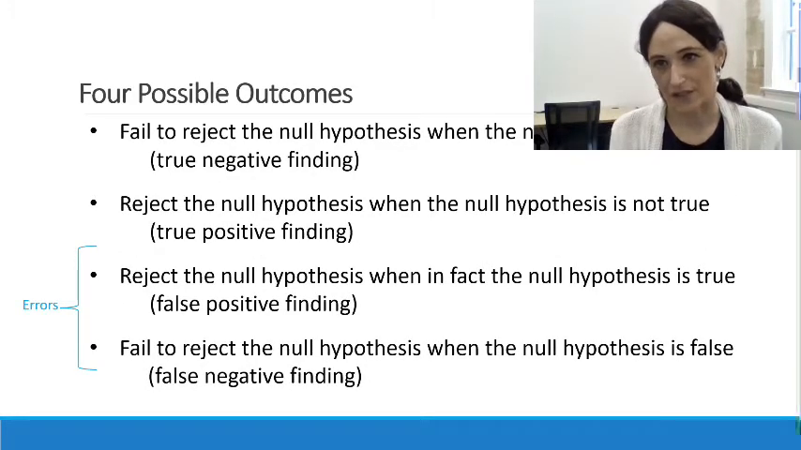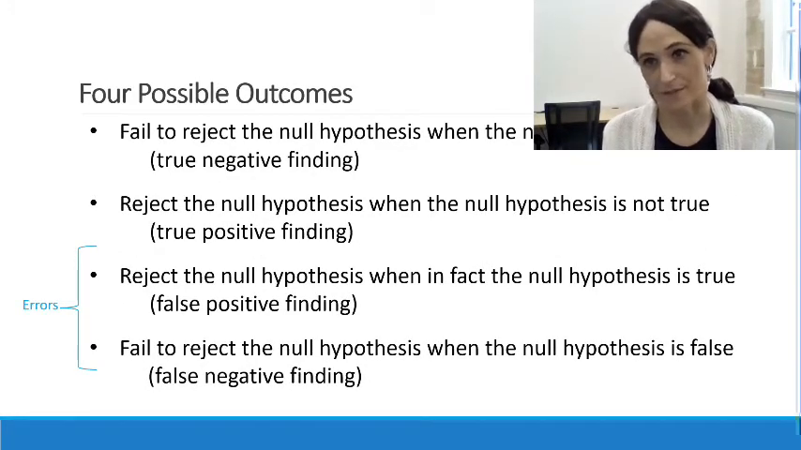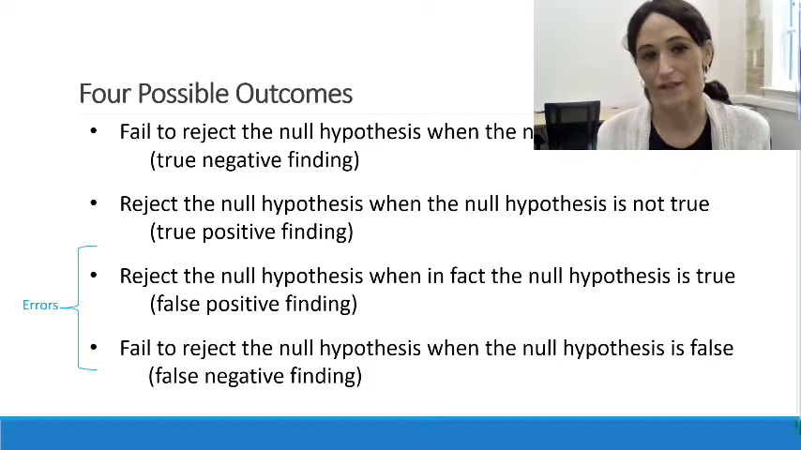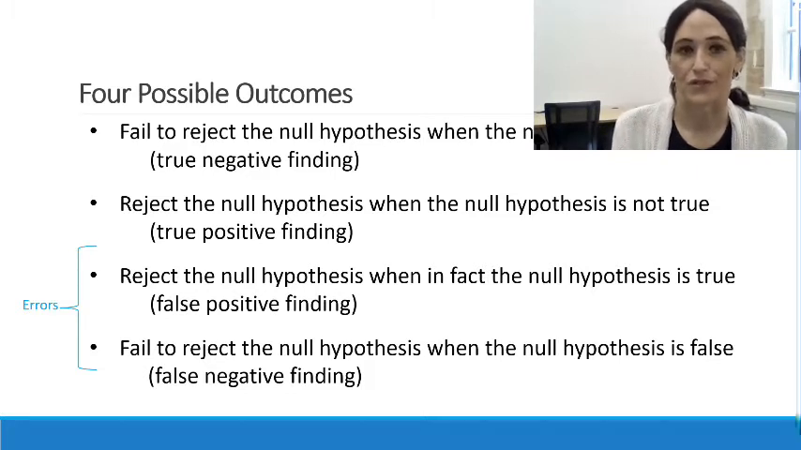So when we conduct research, there are 4 possible outcomes in terms of our ability to make inferences and making errors in inference. 2 are good and 2 are bad. And we're going to try to optimize the likelihood that we're going to fall into the first 2 rather than the second 2 when we do research.